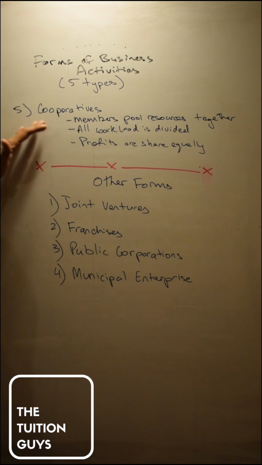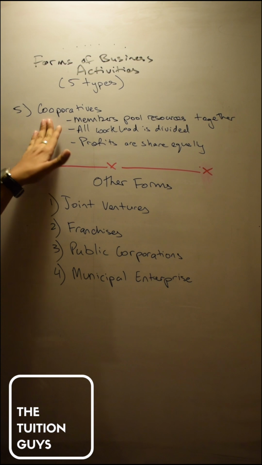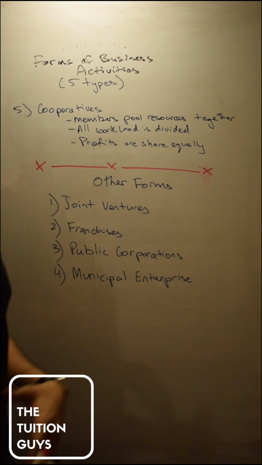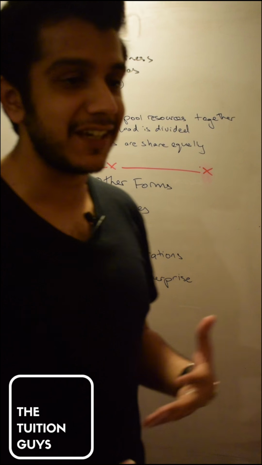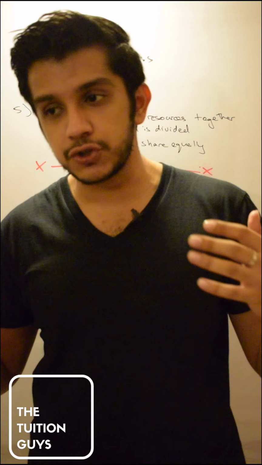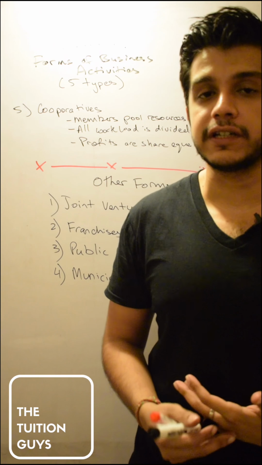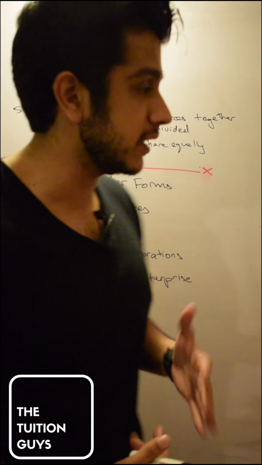Alright, now the last main form of a business is a cooperative. These cooperatives are basically when members pool their resources together and start working together, they take care of the workload all together, and that means that profits are shared equally.